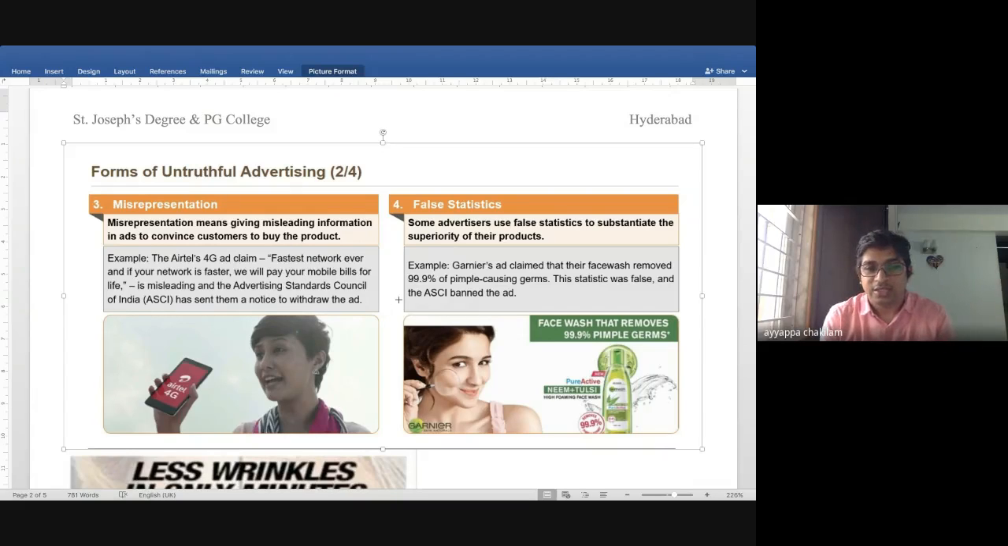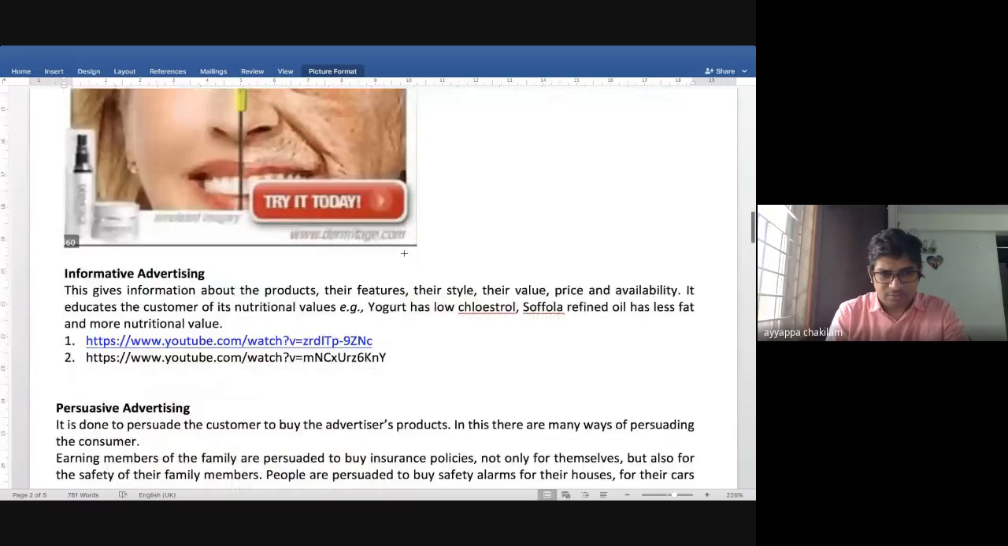Next, false statistics. You see this advertisement. Garnier's ad claimed that the face wash removed 99.9% of pimple-causing germs. The statistic was false, and ASCI banned the ad. So using false statistics to substantiate the superiority of their products is very much wrong, and it would not be entertained by the advertising council.